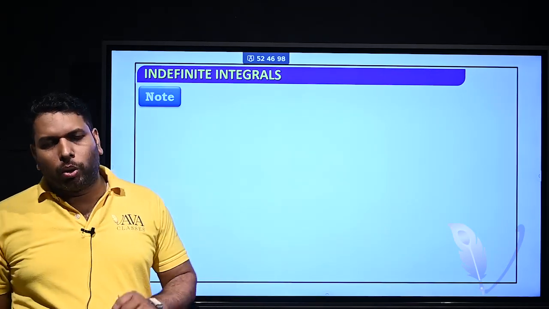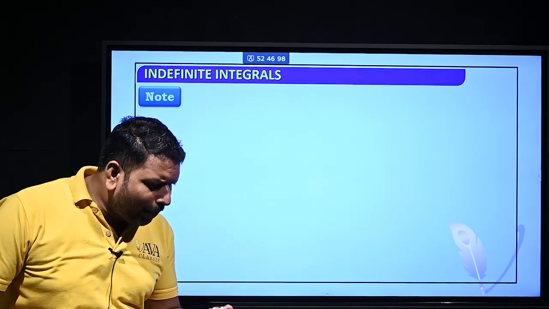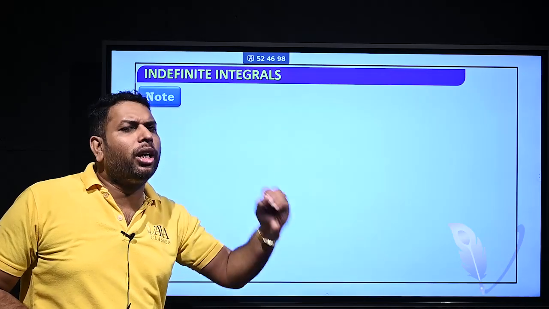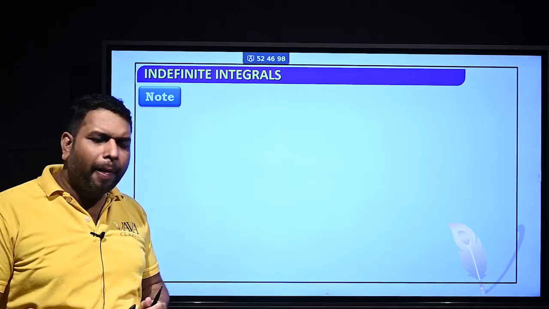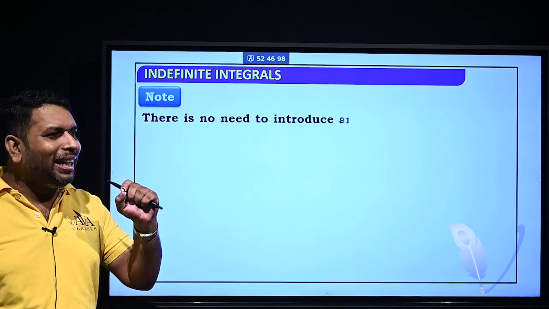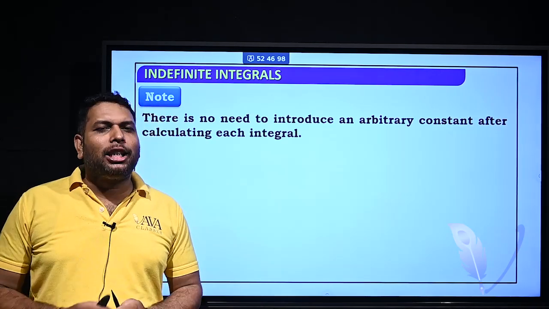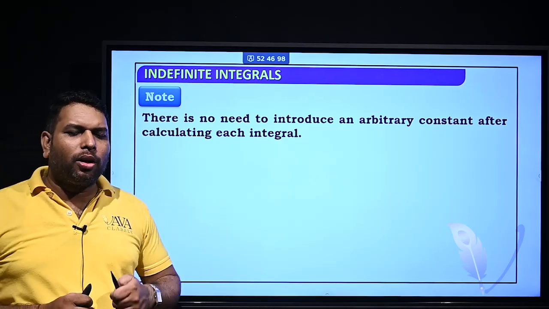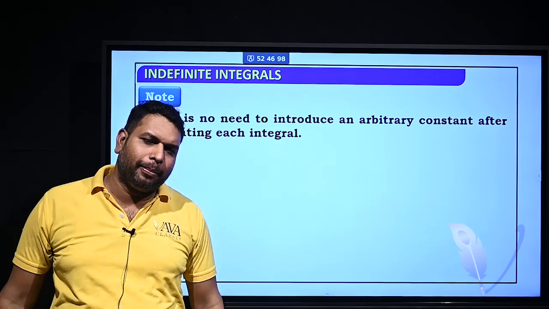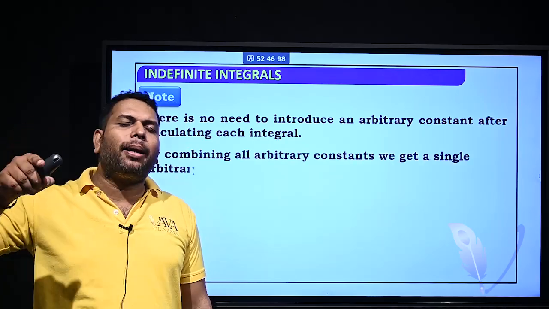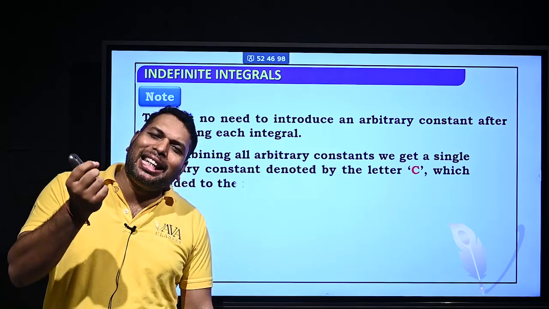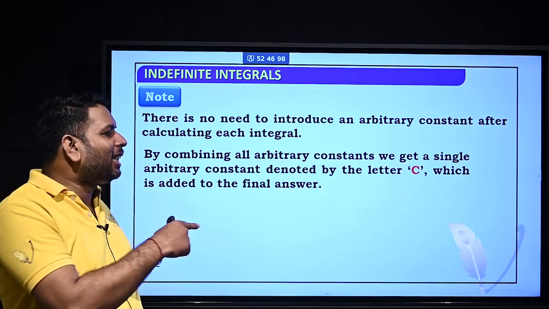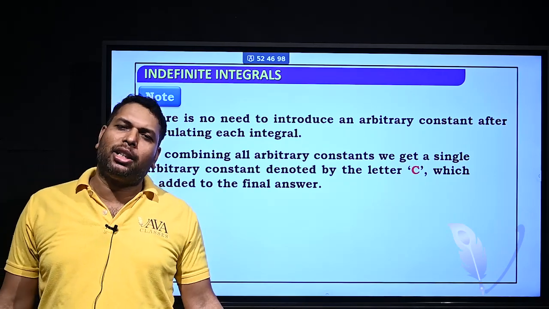Now we have some notes. It doesn't have any finite value, doesn't have any unique value. That's why it is called indefinite integral. Now some notes on indefinite integral. There is no need to introduce an arbitrary constant after calculating each integral. By combining all arbitrary constants, we get a single arbitrary constant, denoted by capital letter C, which is added to the final answer.